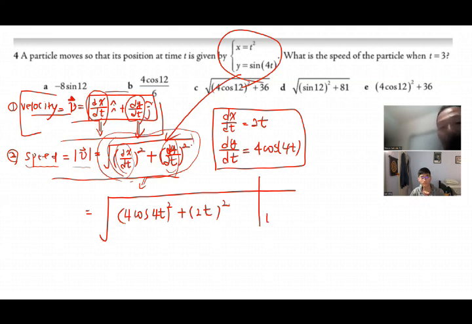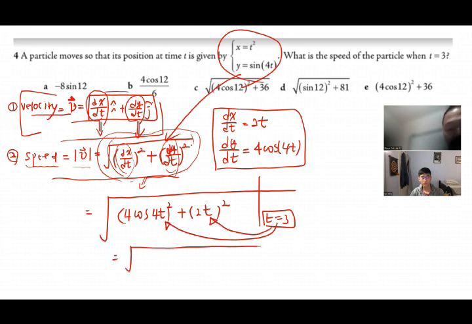Now you want to find the speed of the particle when t is 3, so you plug 3 into t. That should be the square root of 4 cosine 12 squared, and this one should be 6 squared, which is 36. So the answer is what? Number C.